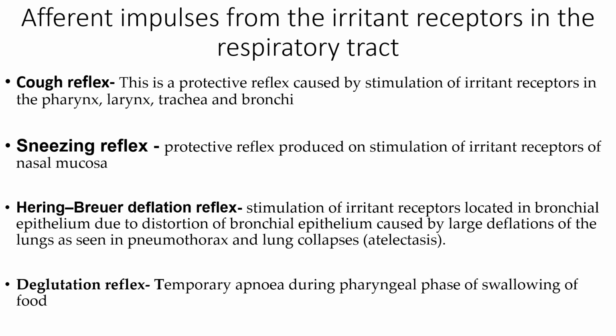In that, there is a temporary apnea. So what is happening? Apnea means there is a closing of the glottis, and the epiglottis flips down and closes the passage of the trachea. So the food cannot go inside the trachea. Instead of that, it goes towards the esophagus. This is called the deglutition reflex. These are the protective reflexes.